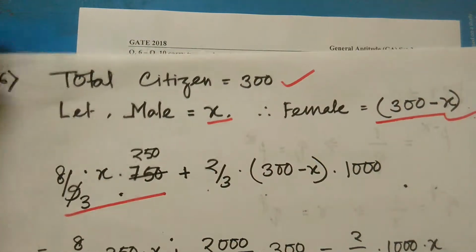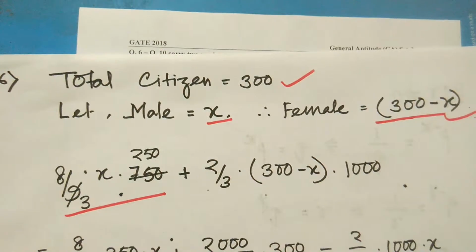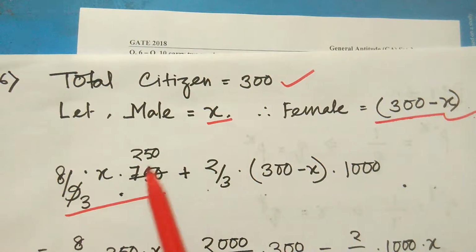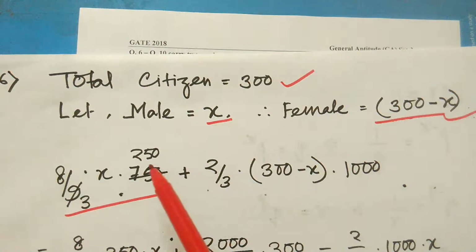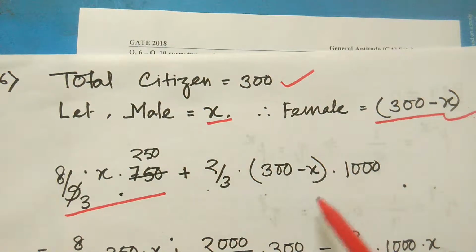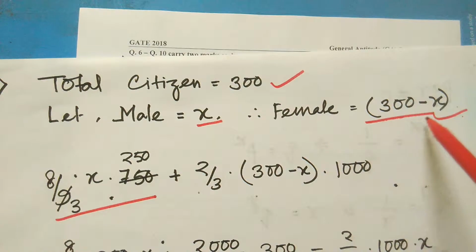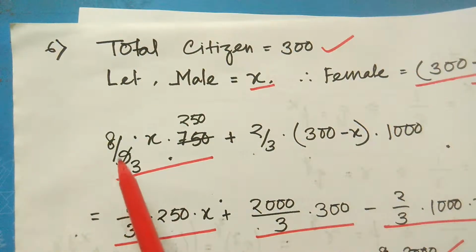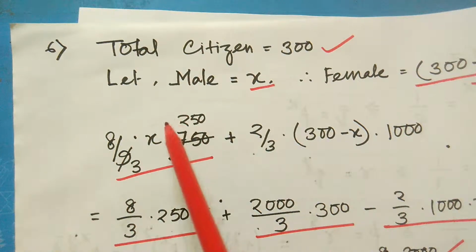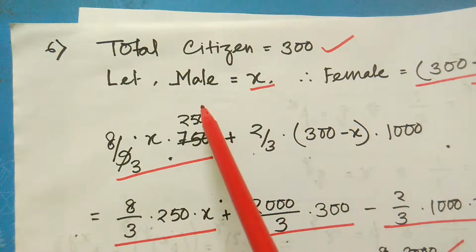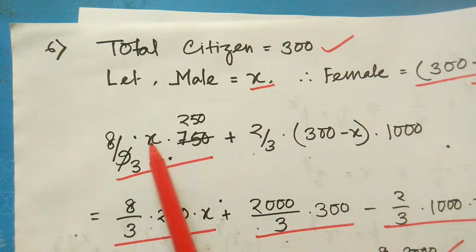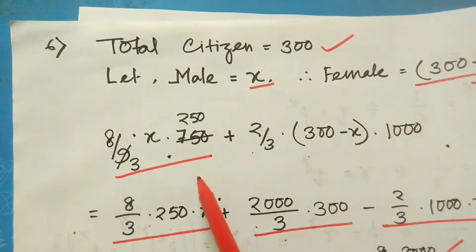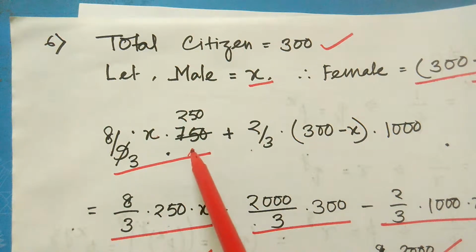So in this question, it is mentioned that the total number of citizens is 300. So let's take the number of male citizens as x. So the number of female senior citizens will be 300 minus x, right? After that, in this question it is given that only 8 by 9th of male senior citizens applied for that gift. So 8 by 9 into x, and each male senior citizen is eligible for 750 rupees.